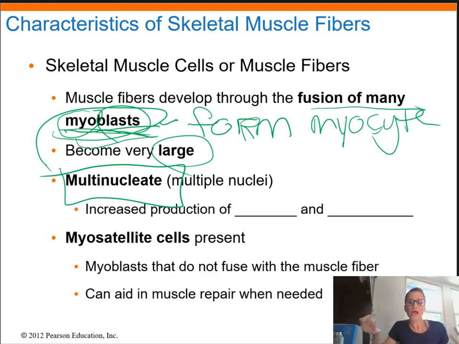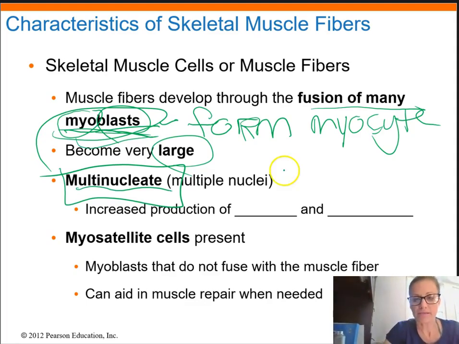If you think about this, this isn't an accident. Nothing in the body is an accident. Everything has a purpose. The reason that it is beneficial to have multiple nuclei is that each nucleus has a copy of DNA. So many nuclei means many copies of DNA.